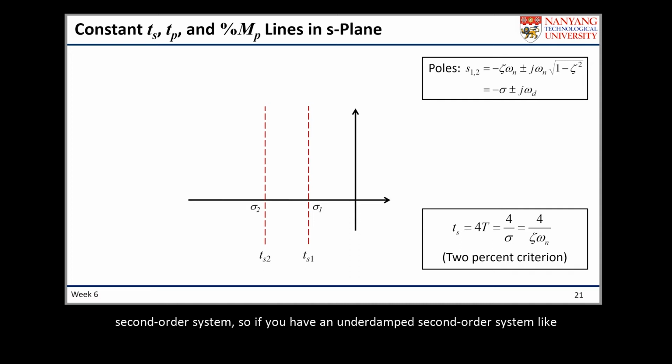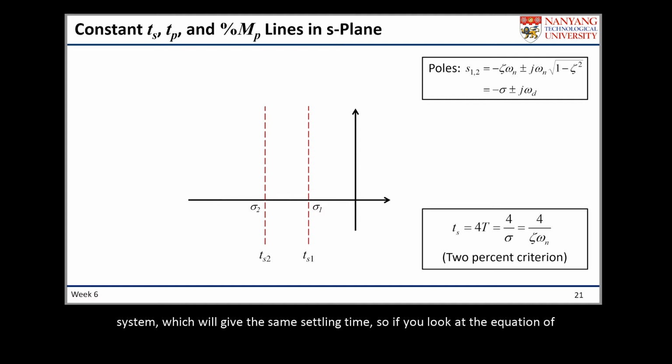If you have an underdamped second order system, like what we discussed before, we will have a complex conjugate pair of poles. Now, if you look at this drawing, this is an S-plane. And what you see in here, there are two vertical dashed red lines. So what do these vertical lines mean? Vertical lines mean the location of the poles in your underdamped second order system, which will give the same settling time.